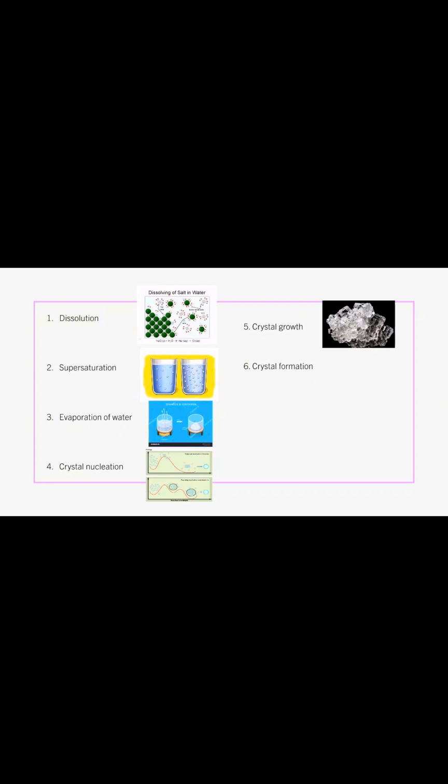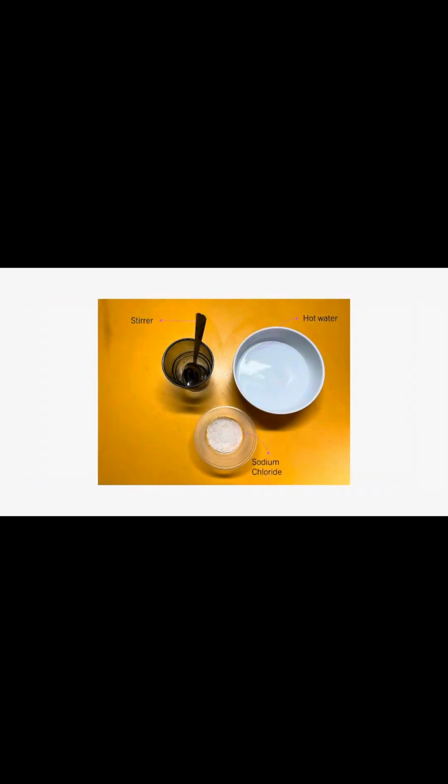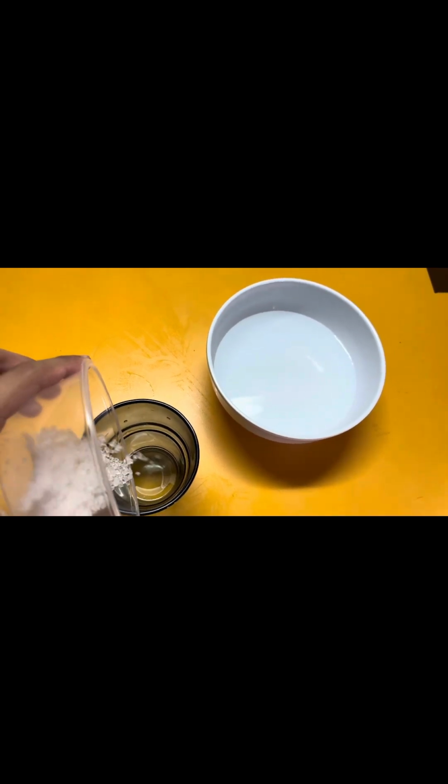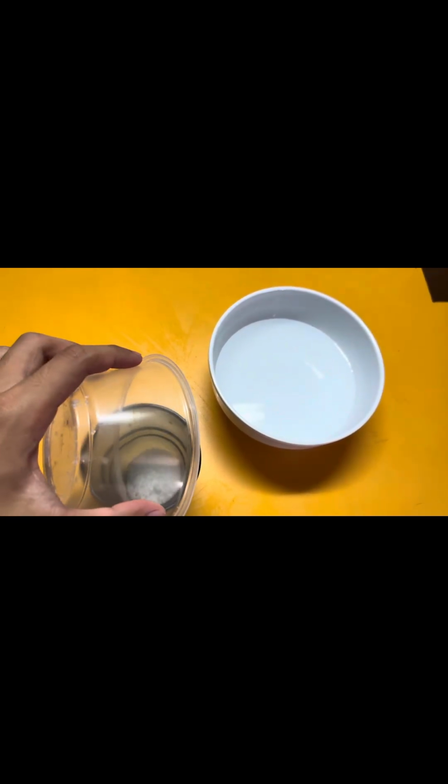Lastly, final crystal formation. Eventually, the crystal grows large enough to be visible, and the remaining water evaporates completely, leaving behind solid NaCl crystal. Materials and apparatus that we need are stirrer, hot water with sodium chloride, and container. So, without wasting any time, let's make salt crystal.